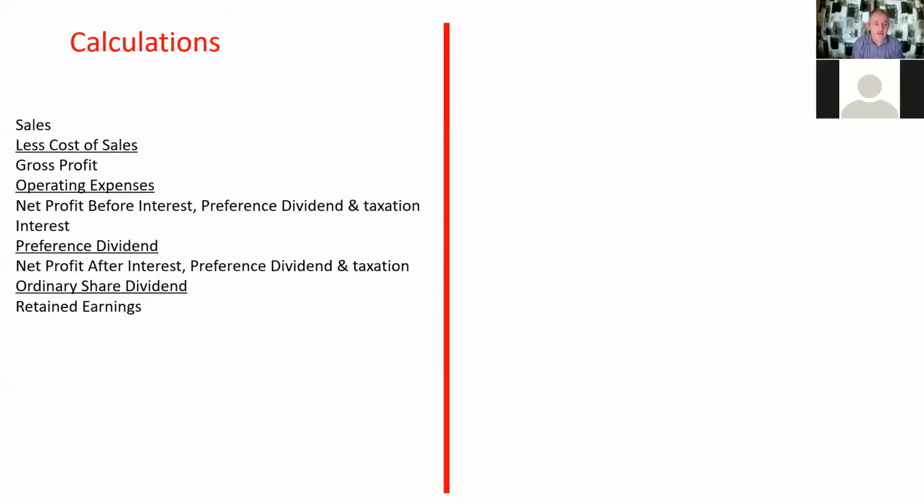calculation. Cost of sales is gross profit. Gross profit less operating expenses is net profit before interest, preference dividend, and taxation. Less the interest, less the preference dividend is net profit after interest, preference dividend, and taxation, minus the ordinary share dividend should give the retained earnings that was given in the question.